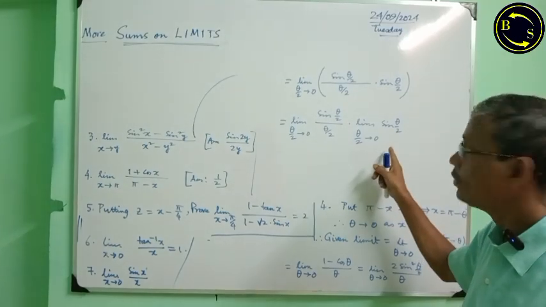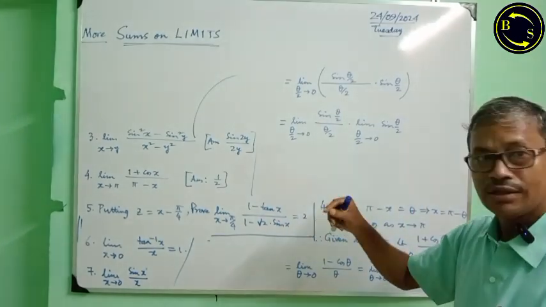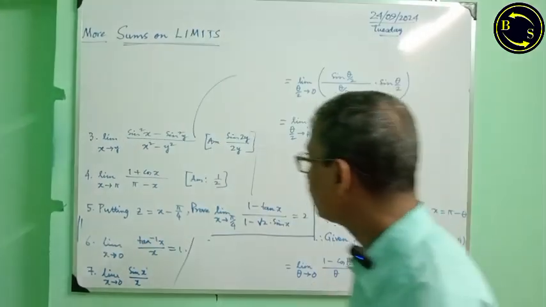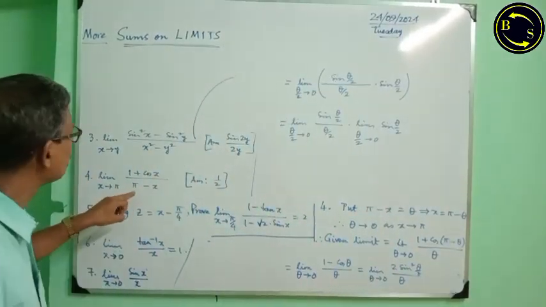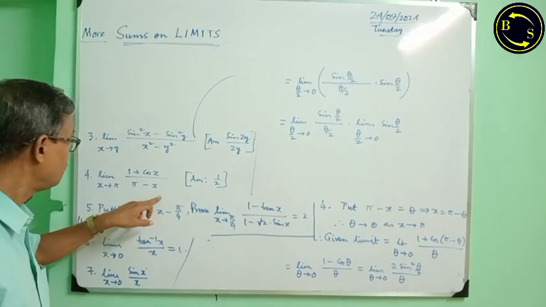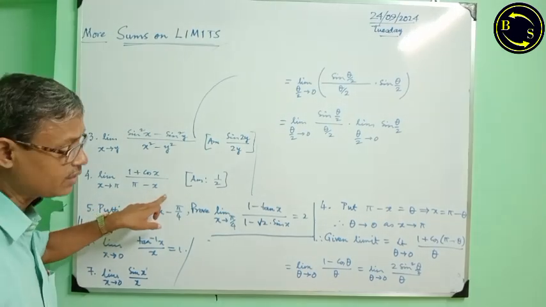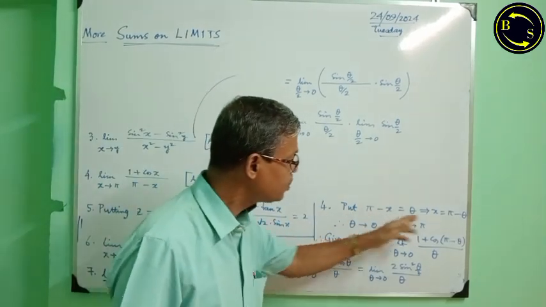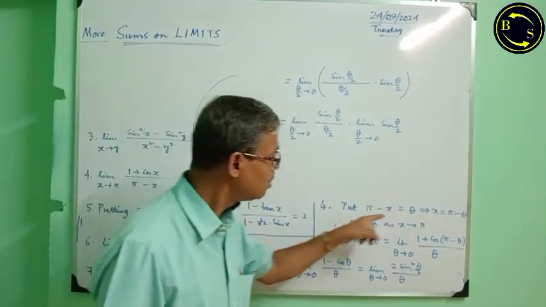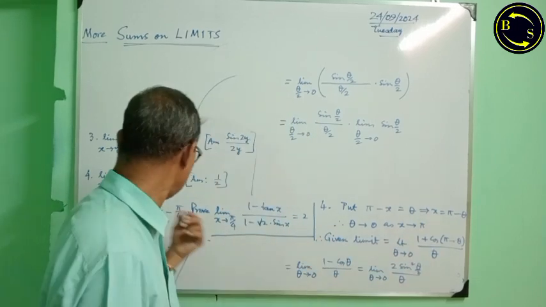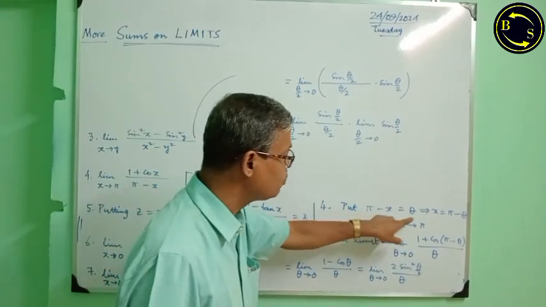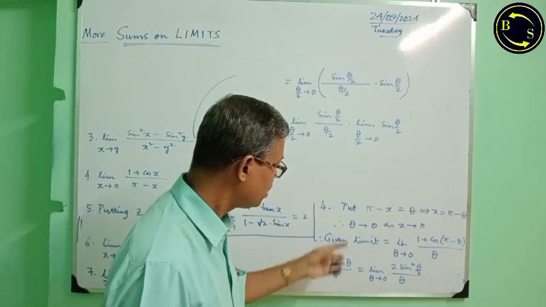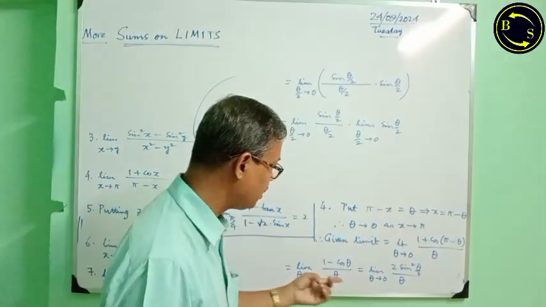After reaching this step, I check the sum whether I copied correctly or wrongly. I find that I wrote x minus pi here, but it will be pi minus x. For that, I have changed the steps like this. I have taken pi minus x equal to theta, that is x equal to pi minus theta. This will be same as earlier.